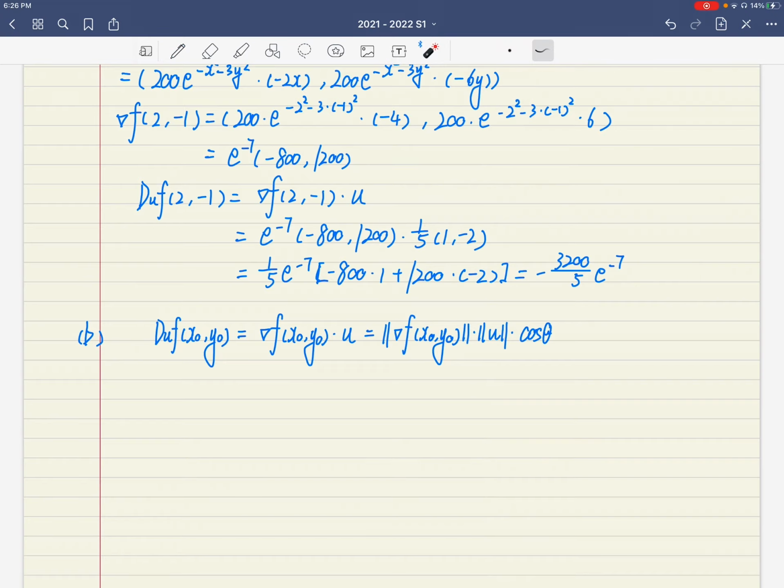So you can see first, the gradient vector at the point, it is a fixed value. Okay, we don't know the value, but it's fixed, so it won't change the total product. Okay, what about the length of the unit vector? It is 1, right? The length of the unit vector is 1.